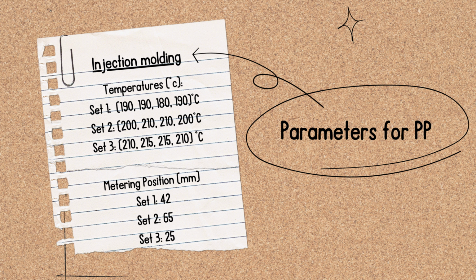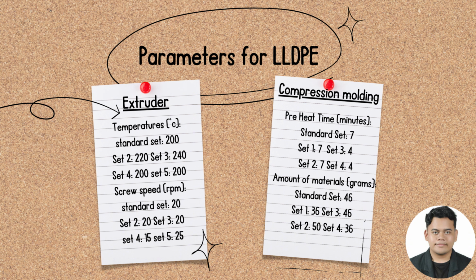For PP injection molding, we will vary the temperature and material position. The parameters we use for the extrusion process: the temperature setting for standard set until set 5 we use 200 degrees Celsius. The screw speed for standard set until set 3 we use 20 rpm. For set 4 we use 15 rpm and set 5 we use 25 rpm.